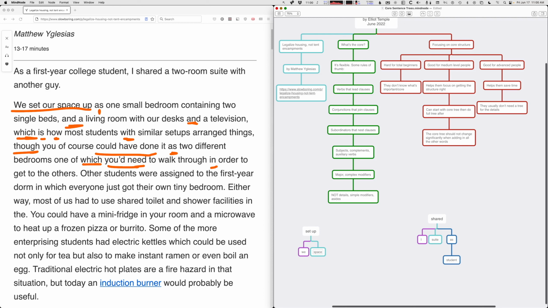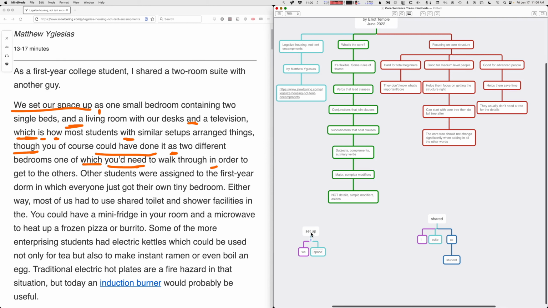Okay, so we set up space appears to be the main idea. I'll start with that. Then I'll add things on and see how it goes. So as one small bedroom is a modifier. Setup is not technically a verb, by the way. The up is a preposition, but I think it is easier to just view setup as a verb. The combined thing. And it is reasonable enough. It's going to work fine.